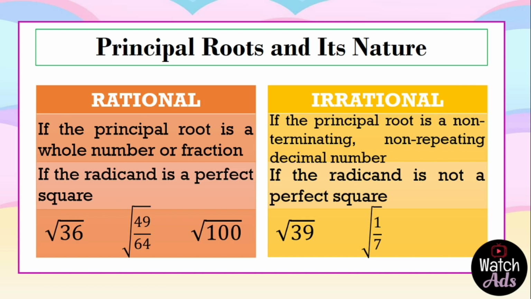The square root of 1/7. Check. The numerator is a perfect square, but the denominator is not a perfect square. Therefore, the square root of 1/7 is not rational, it is irrational. And the square root of 98. Since 98 is not a perfect square, it means that the square root of 98 is irrational.